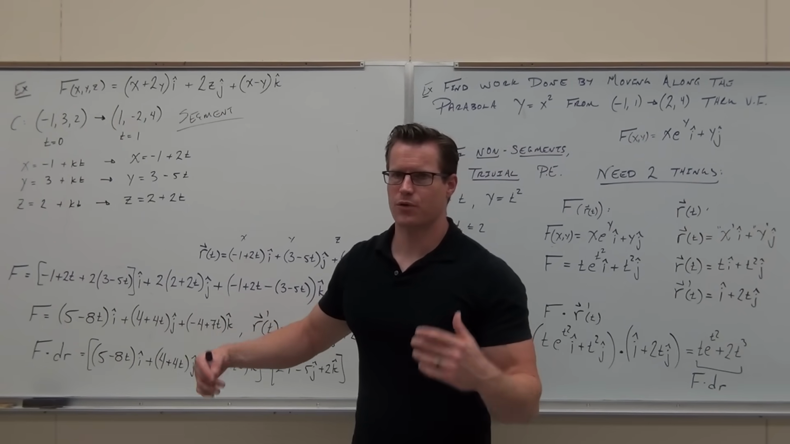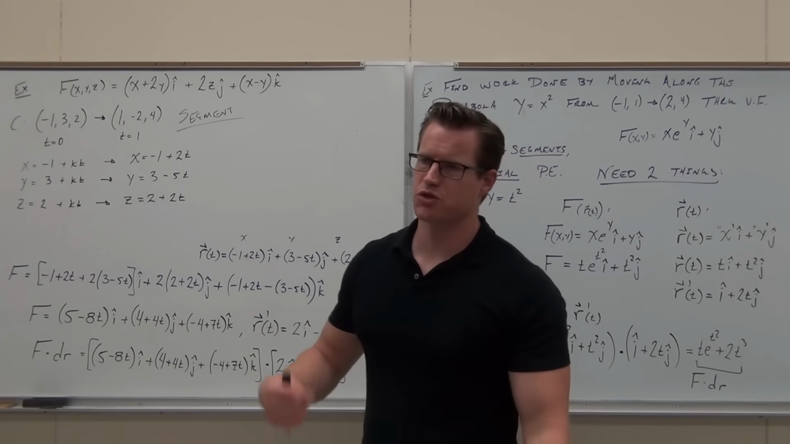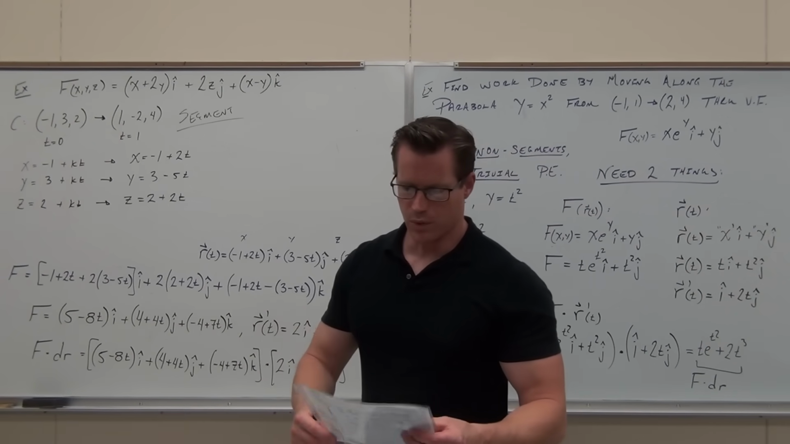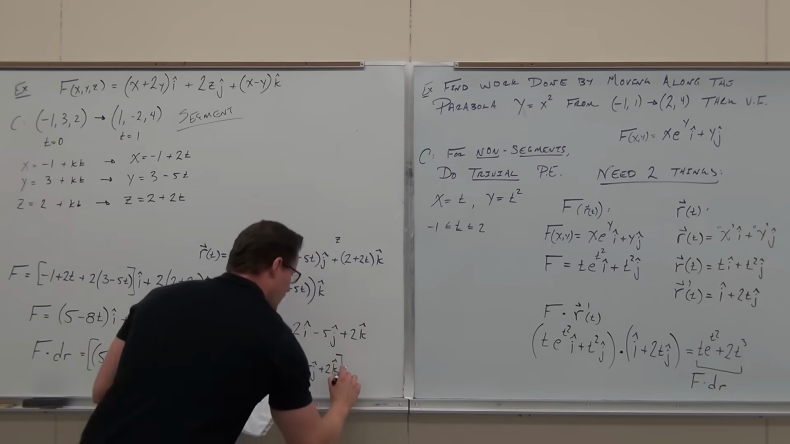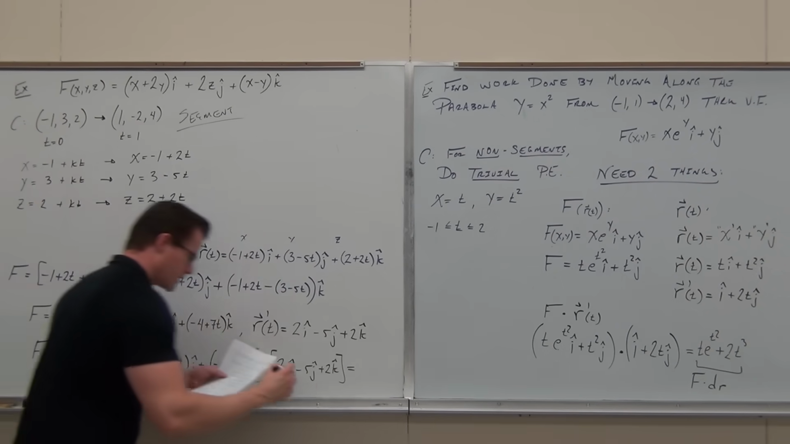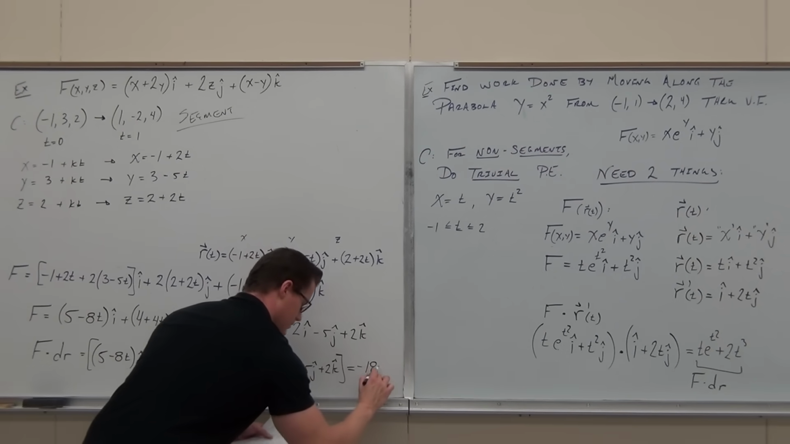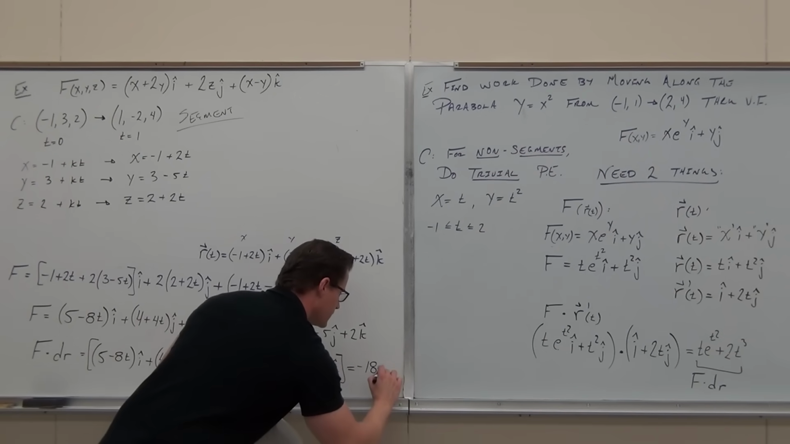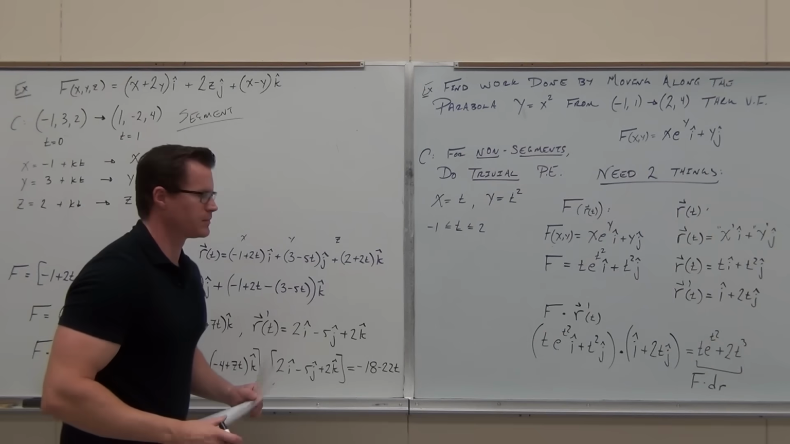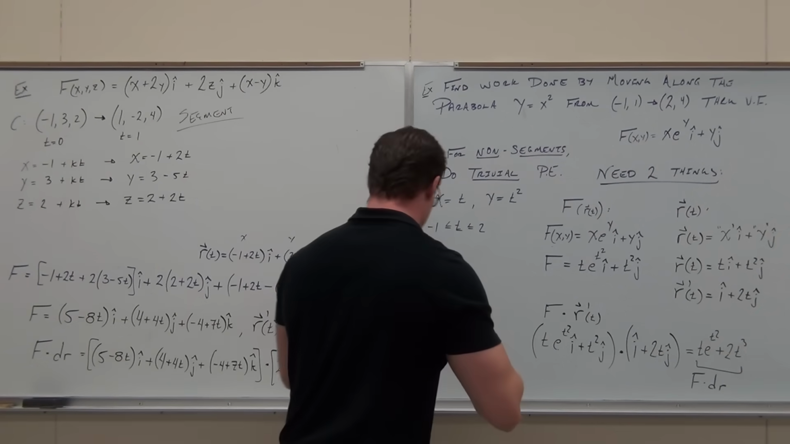I'm going to do the dot product for you. I'm also going to combine some like terms. You should be doing this on your own. When I did this on my own, what I got out of this whole dot product is negative 18 minus 22t. Now let's wrap it up and be done with this section.